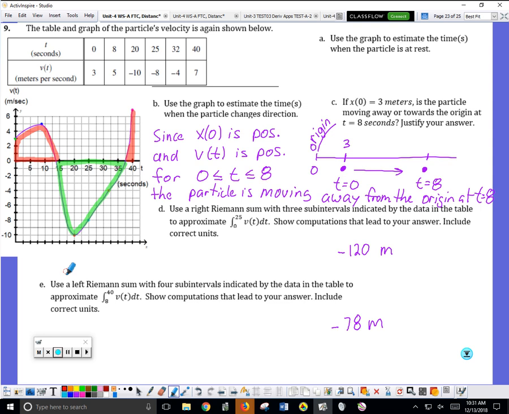So, changing direction is easy. When the velocity changes sign, the particle changes direction. So in this case, the times when the particle is at rest are exactly the same as the times when the particle changes direction. Could that be different? Yes.